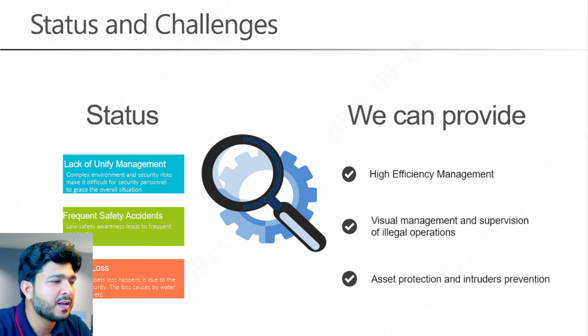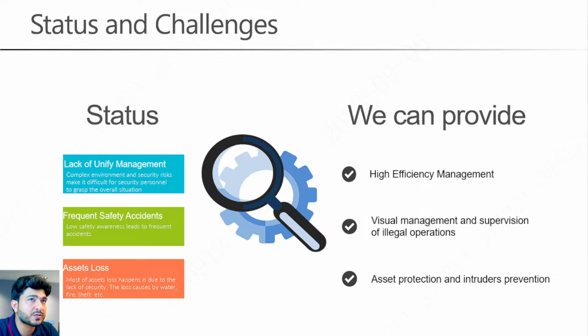As you can see, there is a lack of unified management because there are different sectors on a construction site which you need to manage in a proper way, but because of lack of unified management, you cannot achieve the result. And there are frequent safety accidents also because of low awareness, which leads to accidents frequently. Asset loss also, there are some equipment which can be stolen from the site. So these are the things which we face on the construction site.